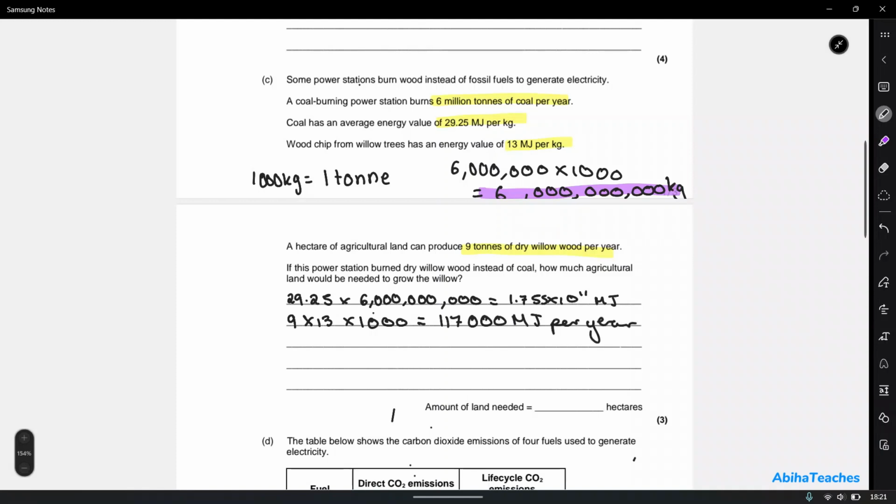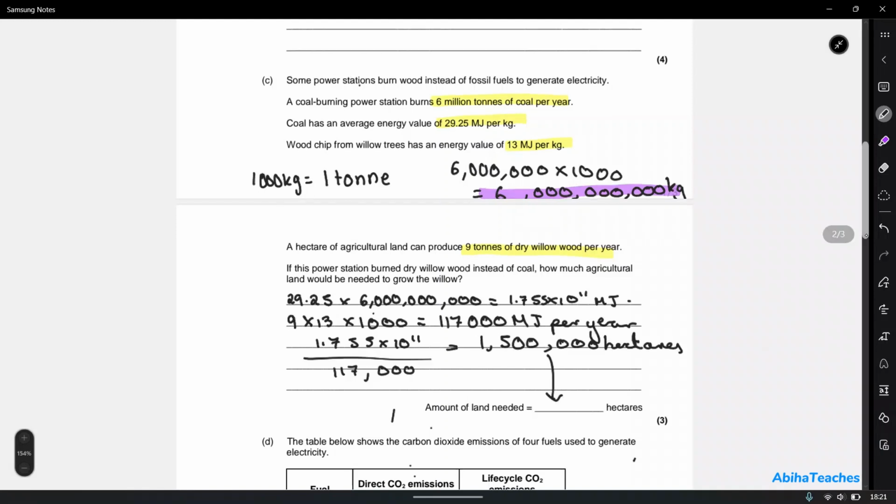So in order to work out how many hectares are needed to match the energy from coal, what we're going to do is divide our first value by our second value. So when we write that in and put it in our calculator, that gives us 1.5 million hectares. And obviously make sure you write it here.